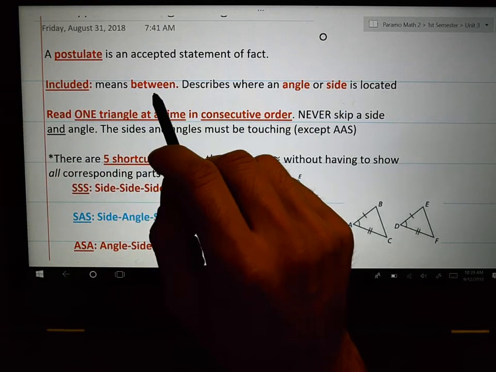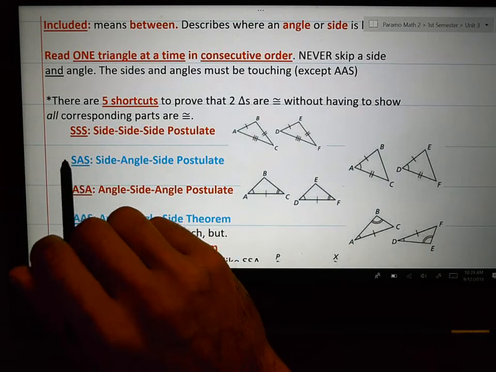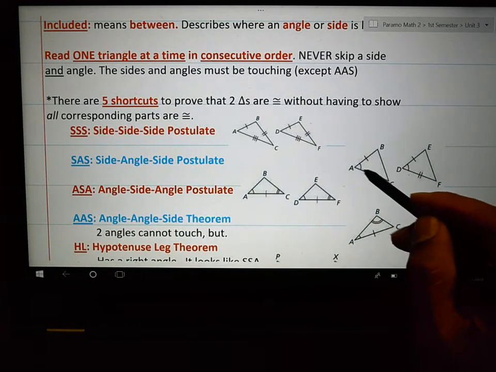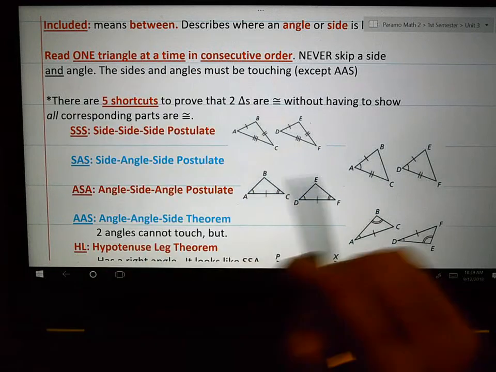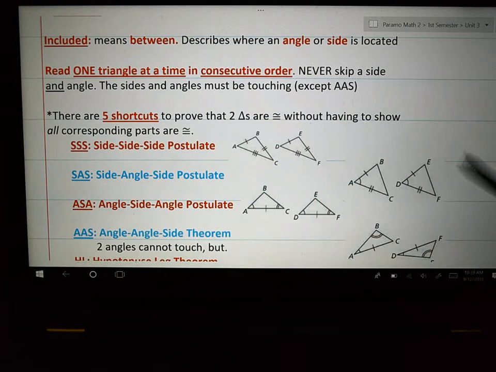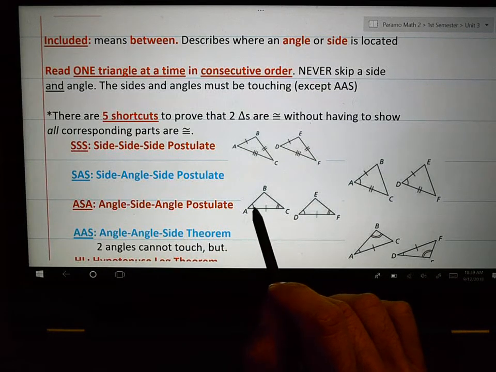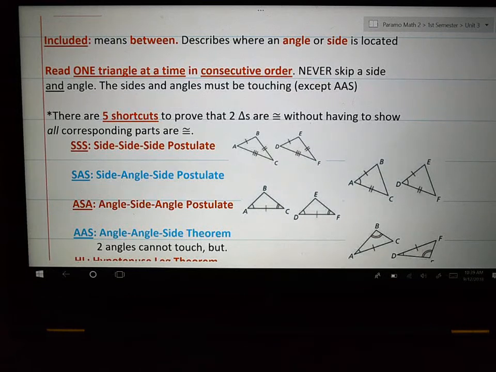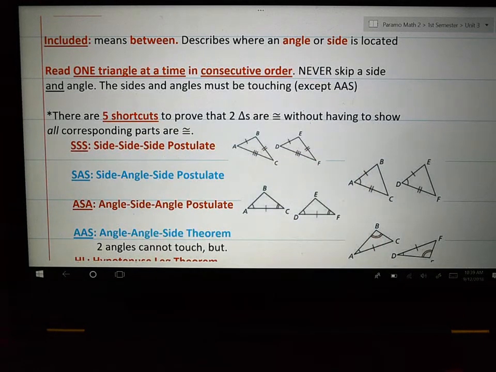Included means between in a mathematical sense. So when we talk about an angle being included between 2 sides, it has to be the side and the other side. The angle has to be touching both other sides. When you see the word included, it means between. It could even be describing a side. For example, angle, side, angle is an angle touching a side, touching an angle. The side is in between the 2 angles that we're talking about. I use the word included for these 2 postulates.